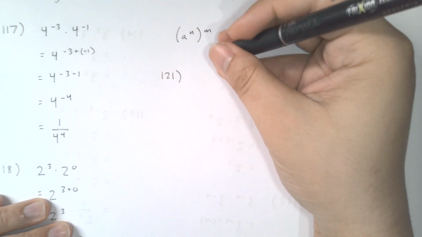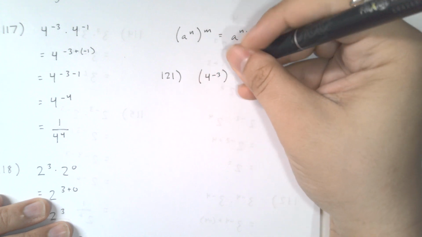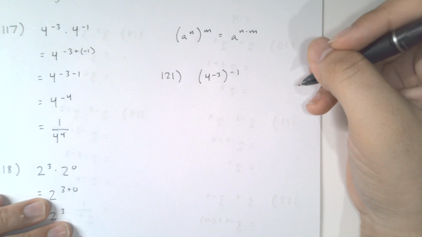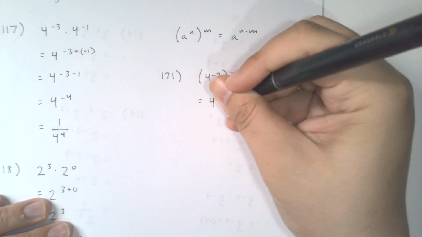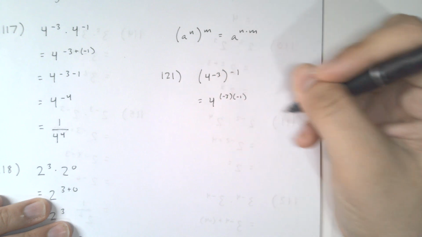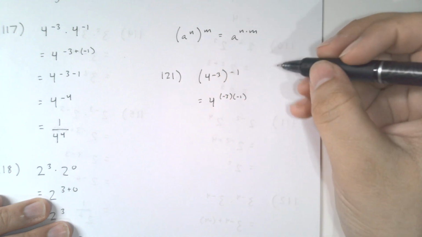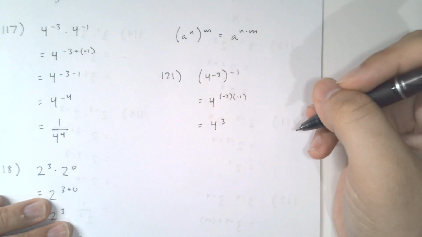So with number 121, we have 4 to the negative 3rd in our parentheses, and then this to the negative 1st power. So this is equal to 4 to the negative 3 times negative 1 power. Negative 3 times negative 1 is positive 3. So this is 4 to the 3rd power.